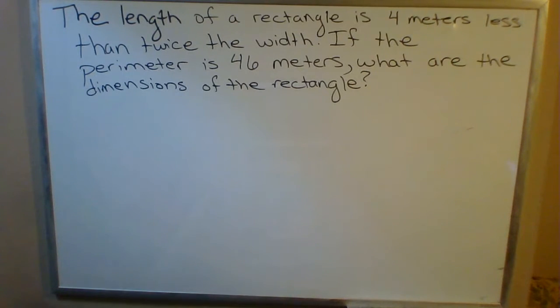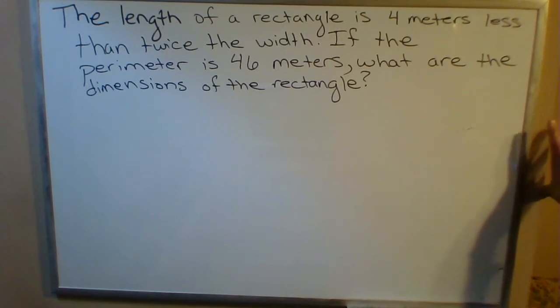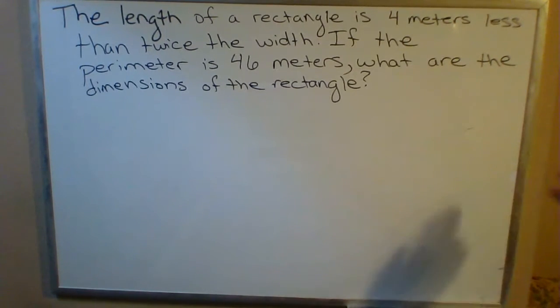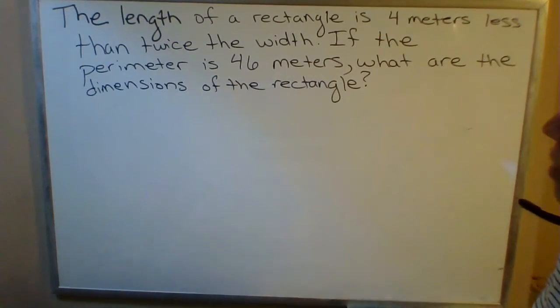Here's another example solving a word problem. This time the problem is: the length of a rectangle is 4 meters less than twice the width. If the perimeter is 46 meters, what are the dimensions of the rectangle?